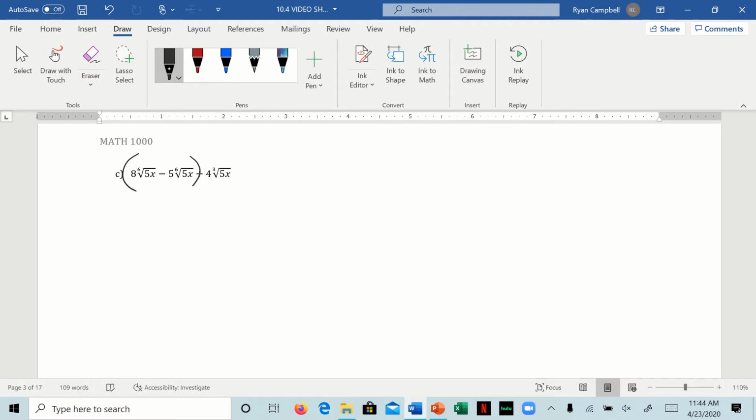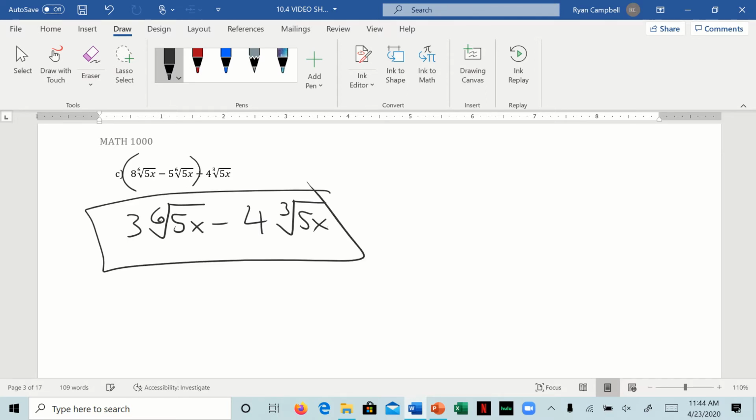So for this one, we get 8 minus 5, which is just 3. So we get 3 times the 6th root of 5x plus 4 times the cube root of 5x. And that's it. We can't simplify anymore.